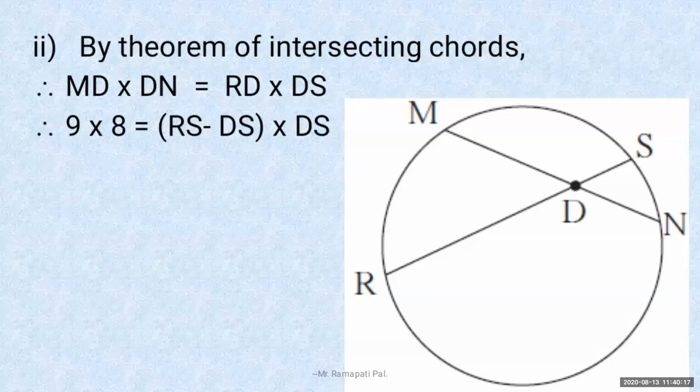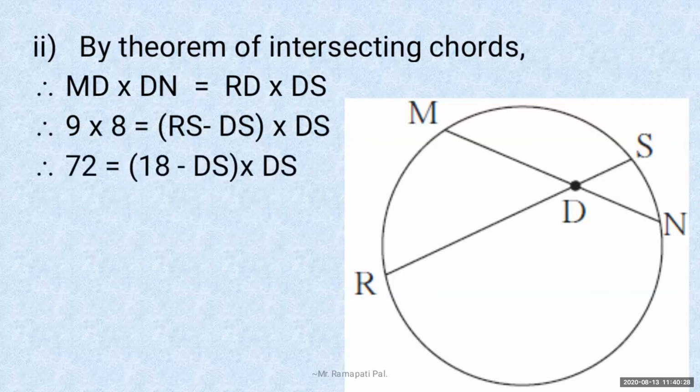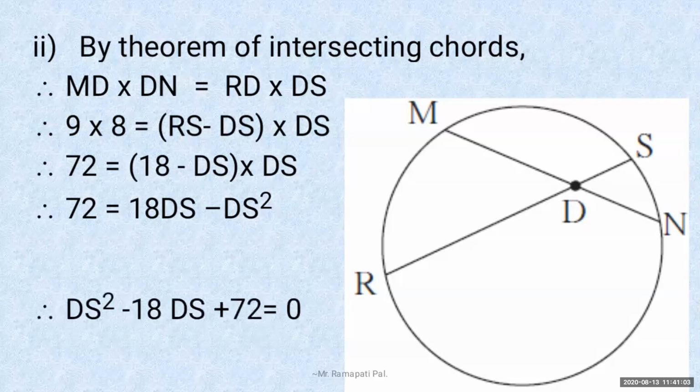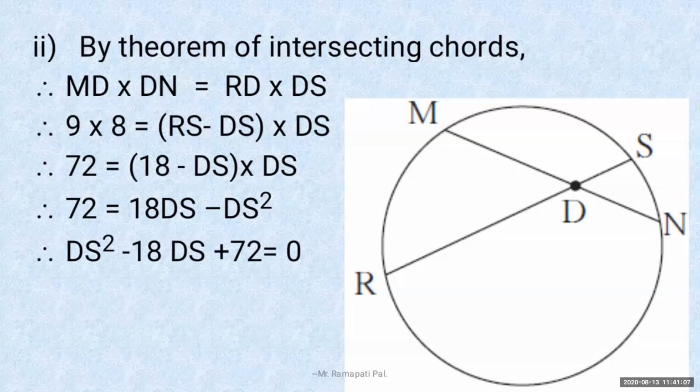So you have to open this bracket by the property. Which property? Distributive property. Okay. 8 9s are 72 is equal to 18 minus DS, because the value of RS is given as 18. 18 minus DS into DS. Now open the bracket by the distributive property. So you will get 72 is equal to 18 DS minus DS square. Correct? It is a quadratic equation. Now write this equation in standard form. Is it clear? Sure? Okay. Let's proceed. Therefore, DS square minus 18 DS plus 72 is equal to 0.